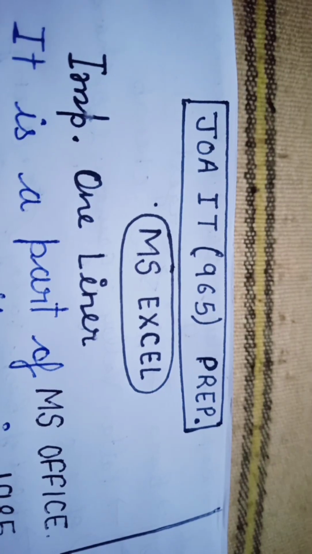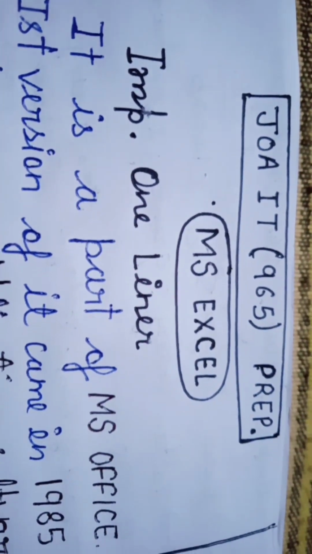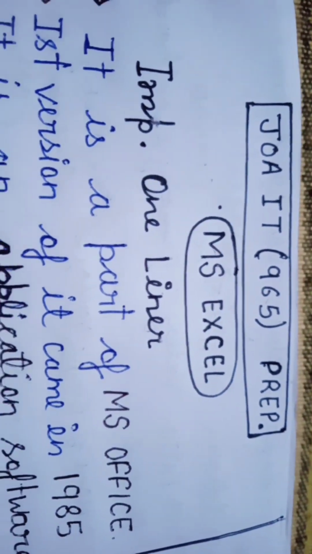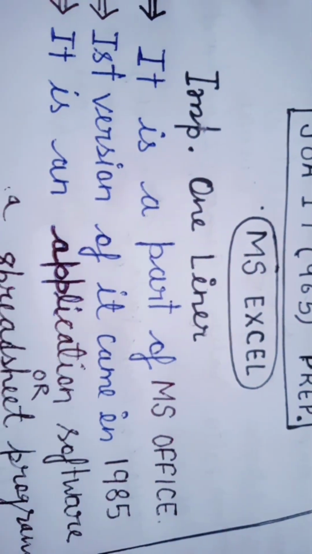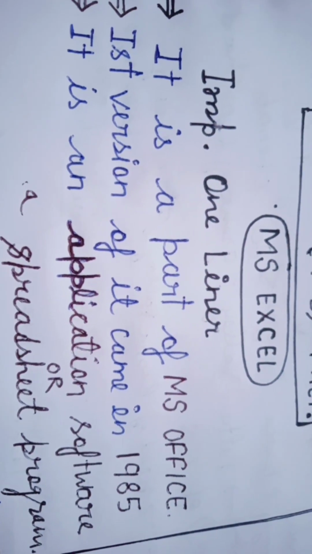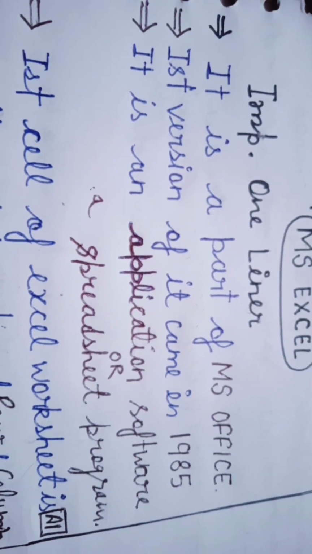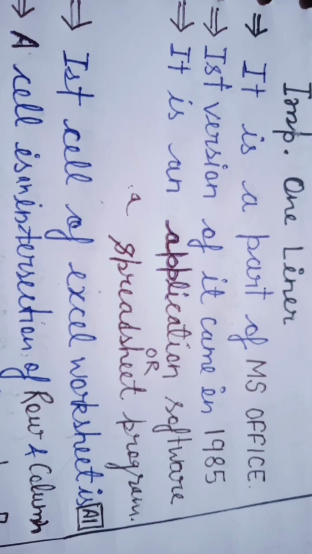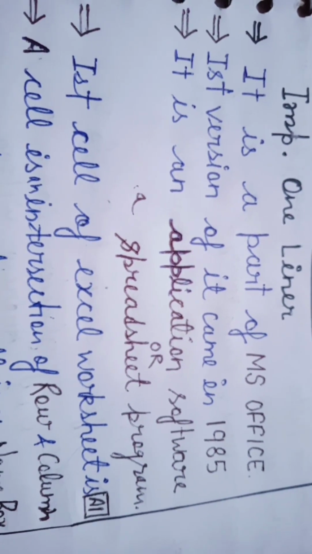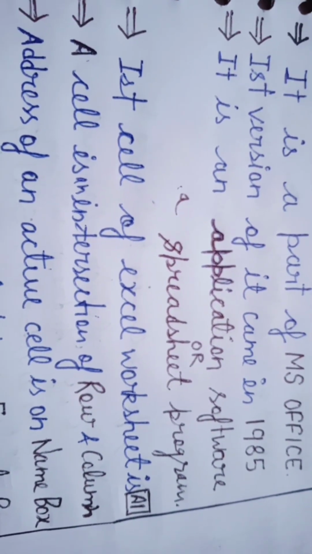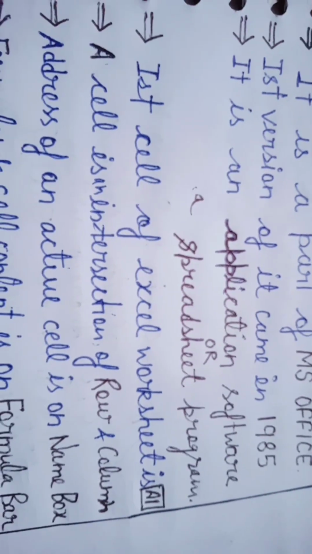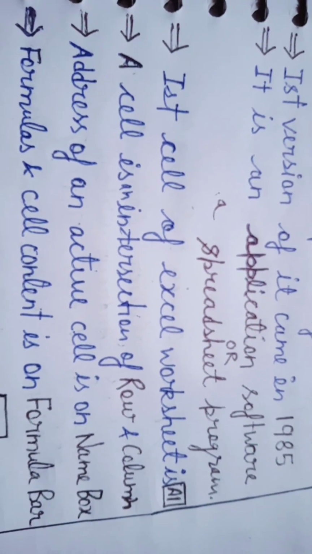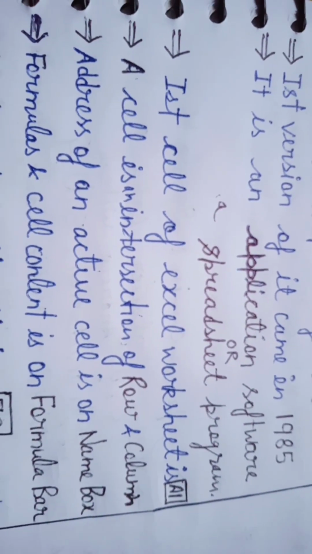First, it is a part of MS Office. Next, the first version of it came in 1985. Next, it is an application software or a spreadsheet program. Next, the first cell of an Excel worksheet is A1. Next, a cell is an intersection of rows and columns. Next, the address of an active cell is on the name box. Next, formulas and cell content are on the formula bar.